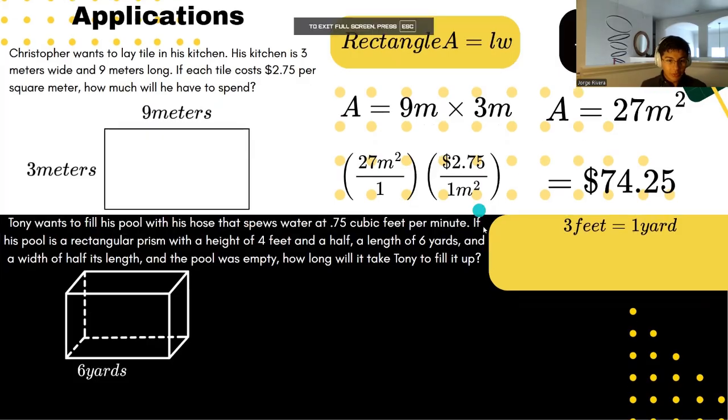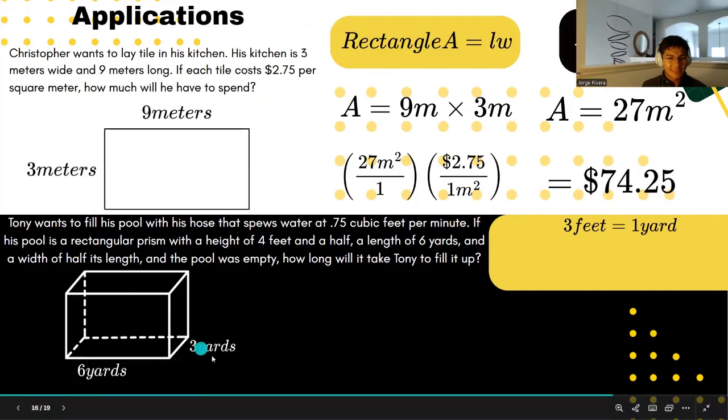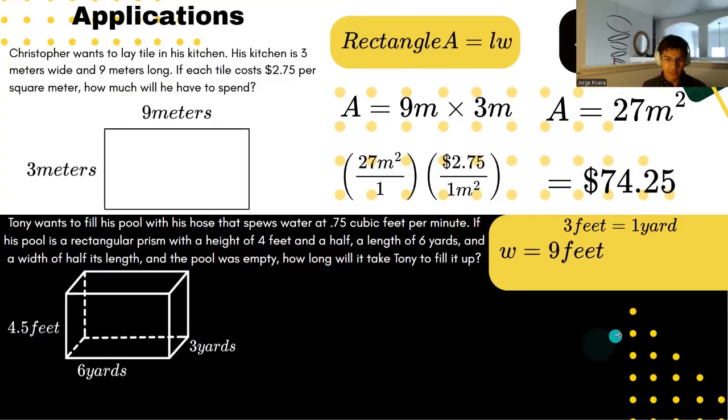All right. Knowing that it has a length of 6 yards and a width of half of its length, what's half of 6 yards? It's going to be 3. And it has a height of 4.5 feet. So the width is going to be this. We're just setting variables.